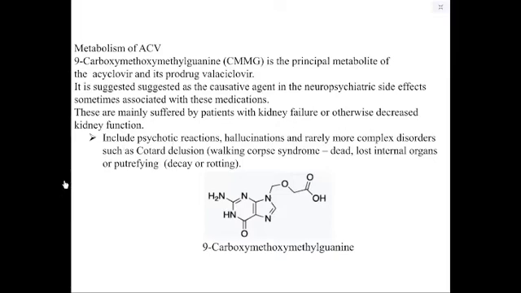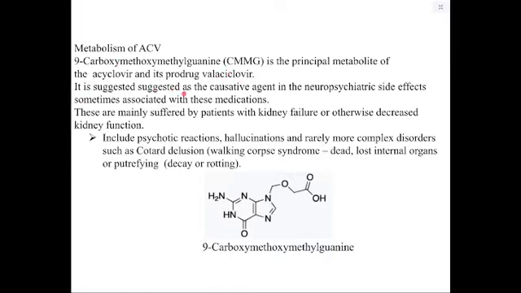Very, very simple metabolism. As you can remember, it has a CH2OH. That was the structure of the ACV. So in the body, it is metabolized into the carboxylic acid. So metabolism of ACV or acyclovir: it is metabolized into 9-carboxymethoxymethylguanine. 9, of course, is position number 9. This is the primary metabolite of acyclovir and its prodrug valacyclovir.